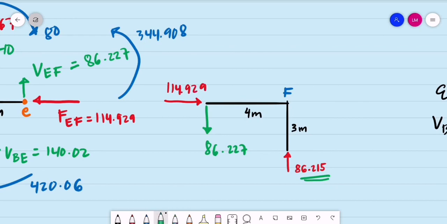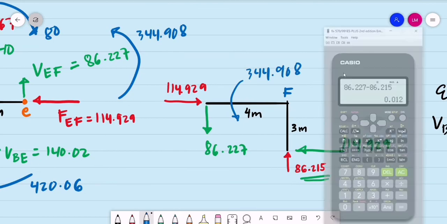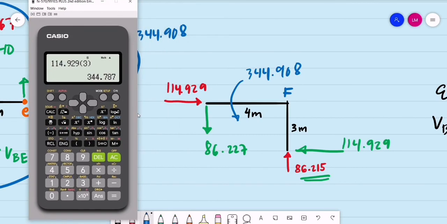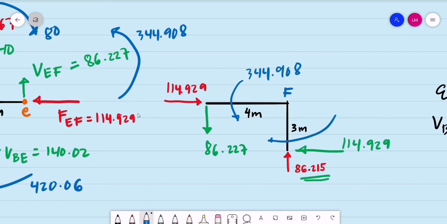Okay, then for the moments, we have the axial force equal to 114.929. That will be the same as the shear force for column CF. This is equal to 114.929. Then for the moment, that is equal to 344.908. Then if you check, what is 114.929 multiplied by 3? That is 344. A little discrepancy again here: 344.787. So approximately, we may assume that they are approximately equal, due to rounding.